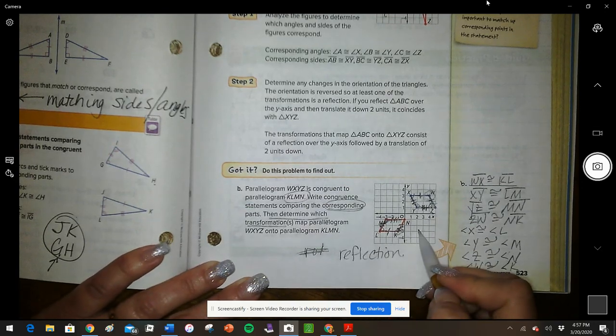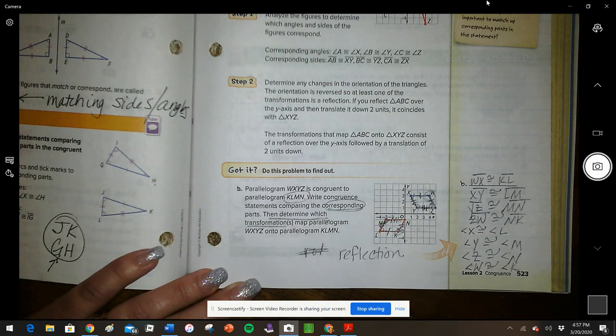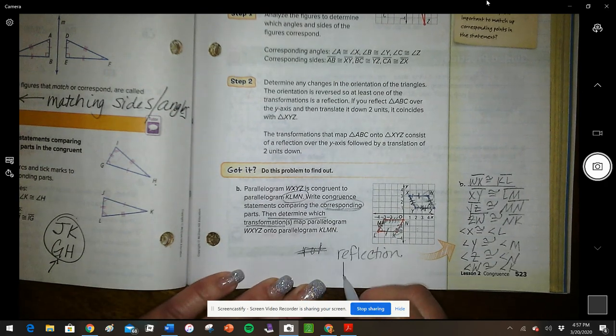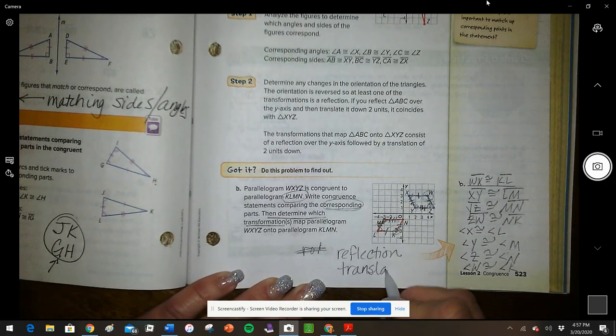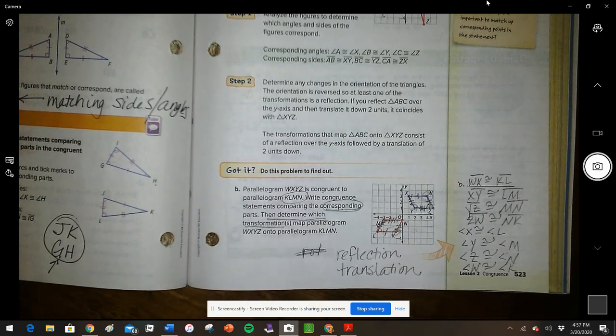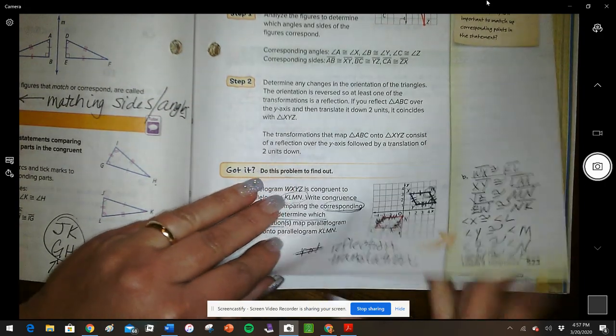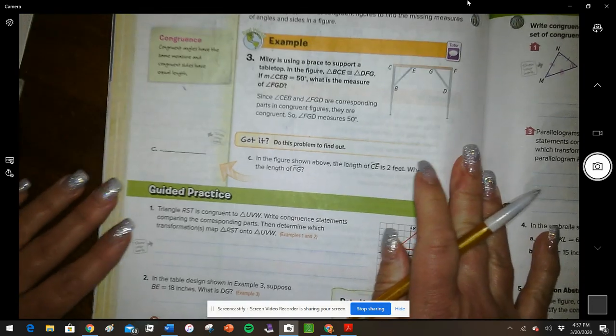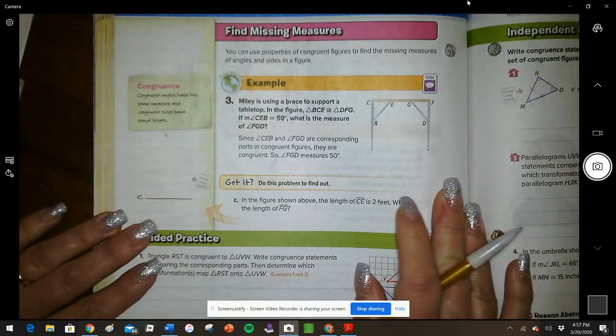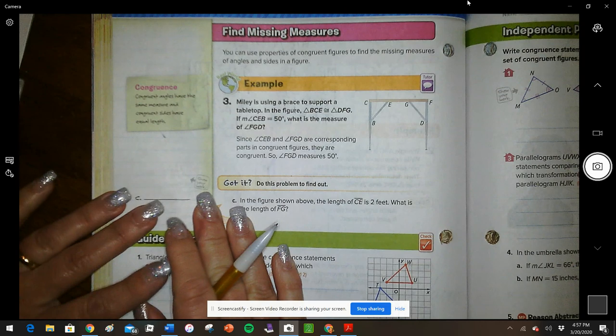And then when we flip it over and then it moves this way, right? It must be a translation. There we go. Nice. Okay. So you're just going to be playing matching today. Let's go up here at the top of the next page and see what's going on.